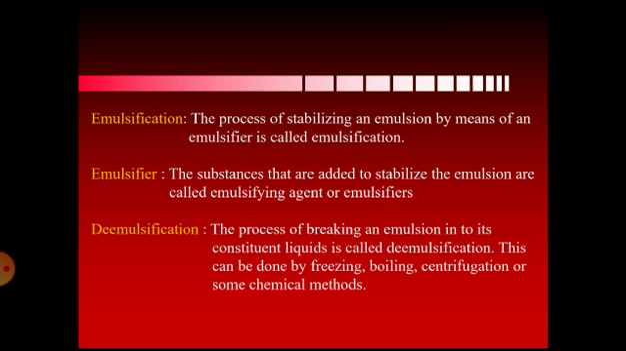So have you understood? Emulsification means to stabilize the emulsion by using an emulsifier. Emulsifiers are the substances used to stabilize the emulsion. And de-emulsification means we have to break the emulsion into its constituent liquids, that is the dispersive phase and the dispersion medium, by using some chemical methods. So that is called de-emulsification.